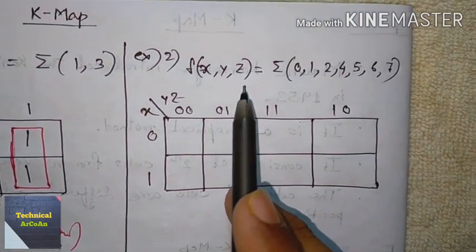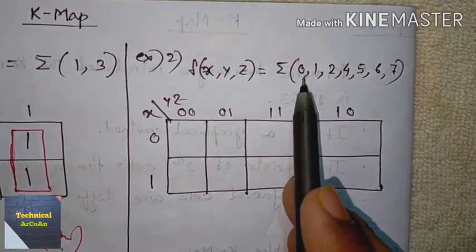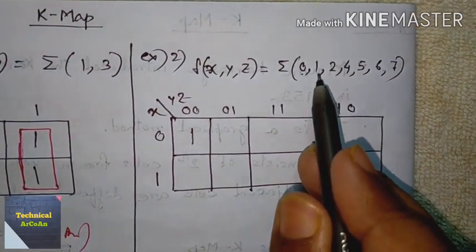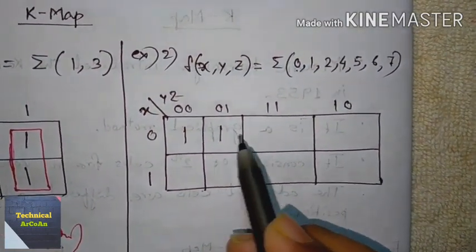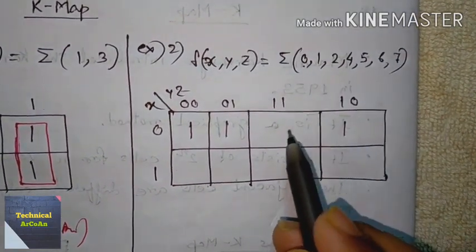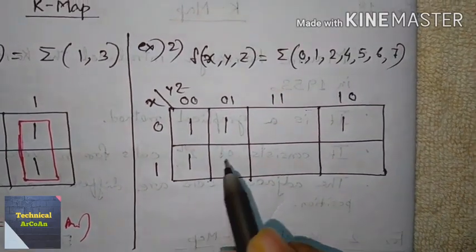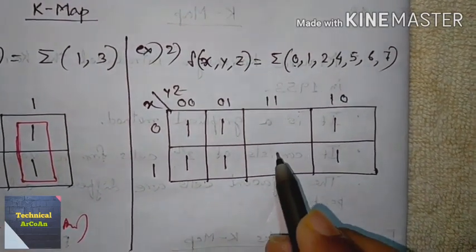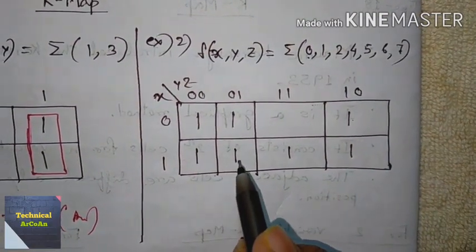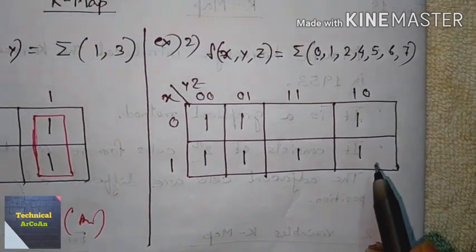Now we take three variables. And what are the positions for the min terms? 0, 1, 2, so 0 1 2, and 3 is here, after that 4 5 6 7. Okay, so the min terms are 0 1 2 4 5 6 7. Now we group that.